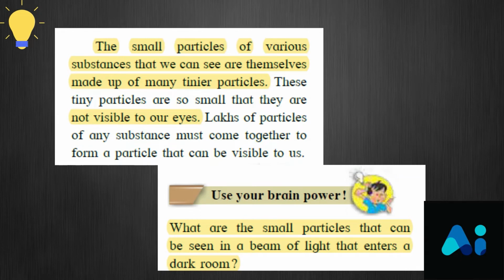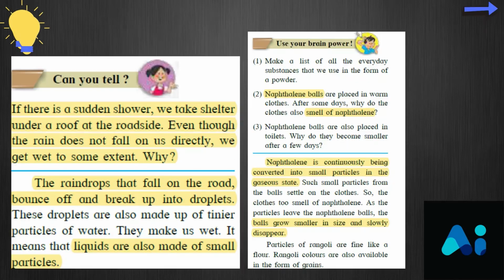Even the small particles of various substances that we can see are themselves made of many tinier particles that are not even visible to our eyes. A very interesting question. What are the small particles that can be seen in a beam of light that enters a dark room? And I guess you know the answer. It's small dust particles that we see in a beam of light.